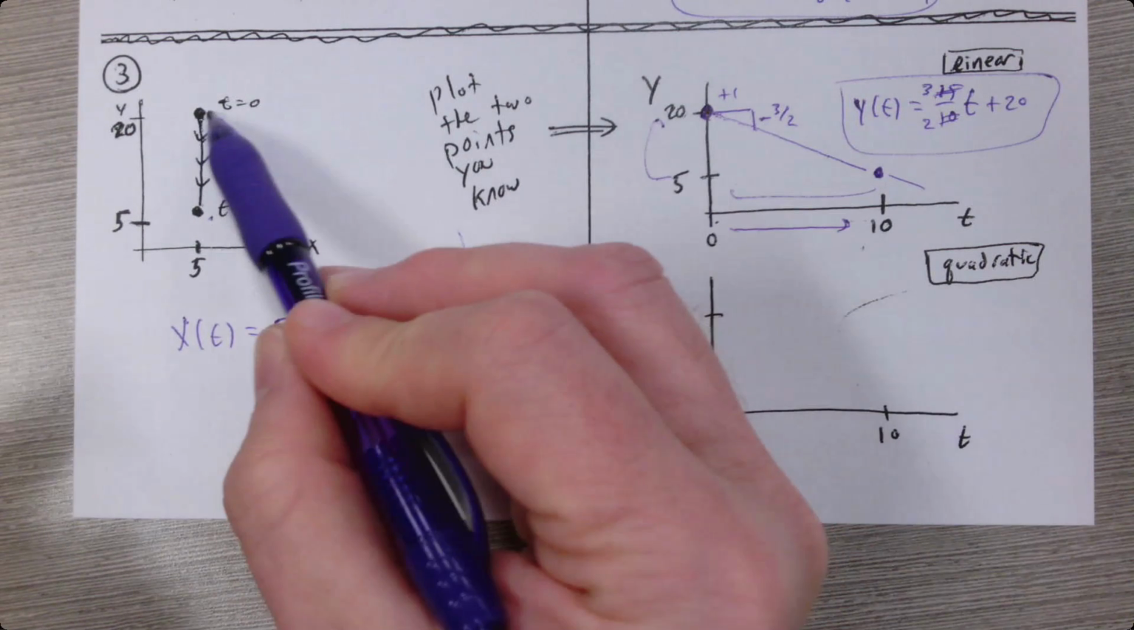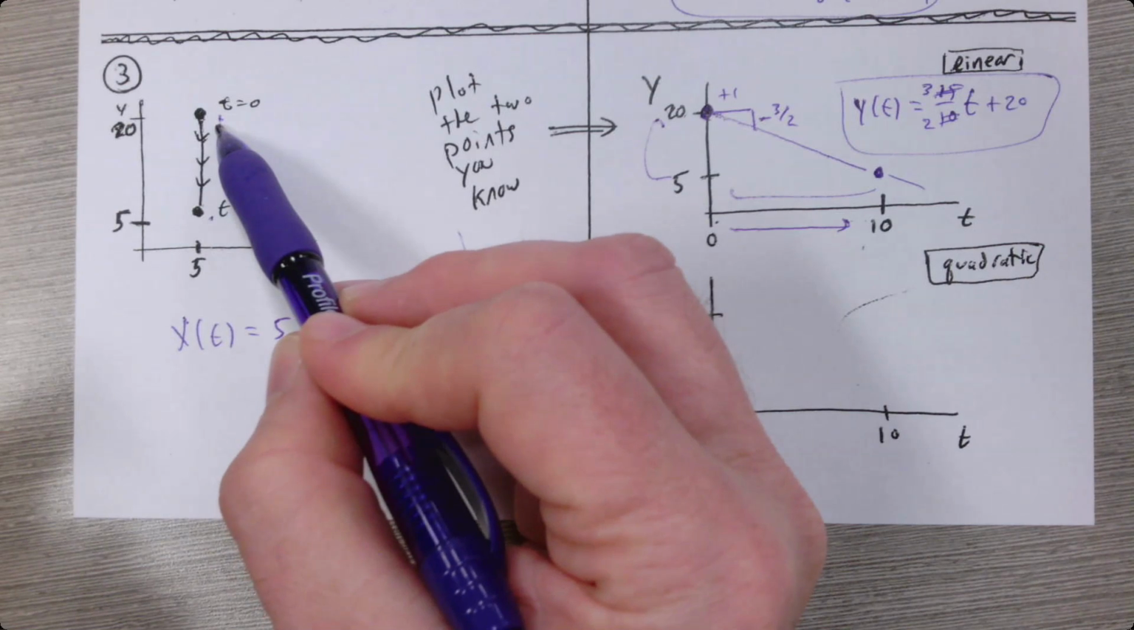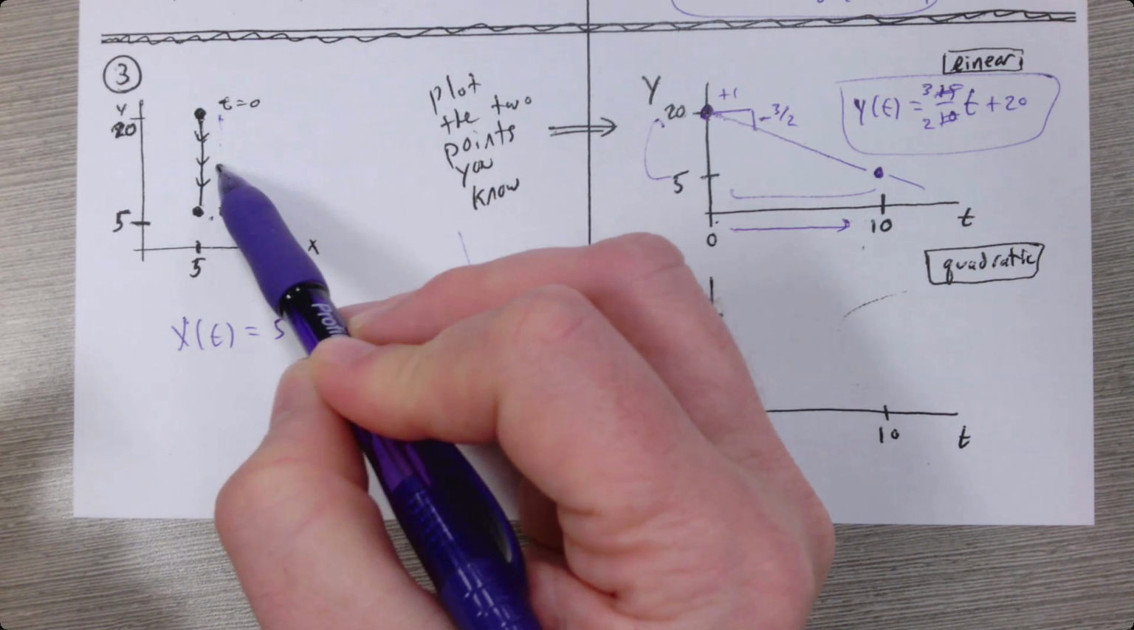Every single, so like 1 second, I go down by 3 halves. Another second, I go down by 3 halves. Another second, I go down by 3 halves.